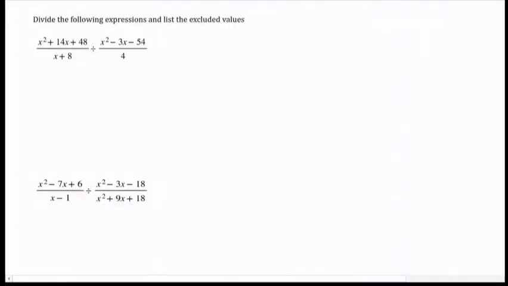We're asked to divide the following expressions and list the excluded values. So when I'm doing this here, first thing I'm going to do is factor anything that I can. So I can see these two things that I might want to try throwing into the diamond and box. And when I do that, what I should get on the top here would be x plus 8 and x plus 6 over x plus 8, and then divided by x minus 9 times x plus 6.